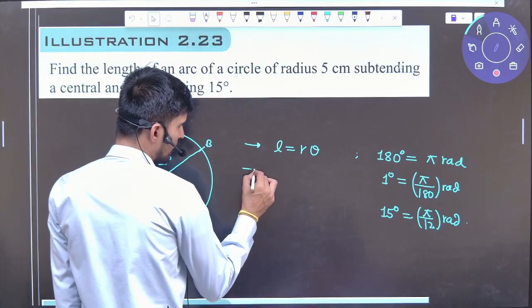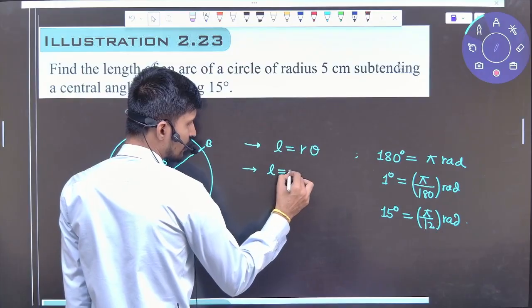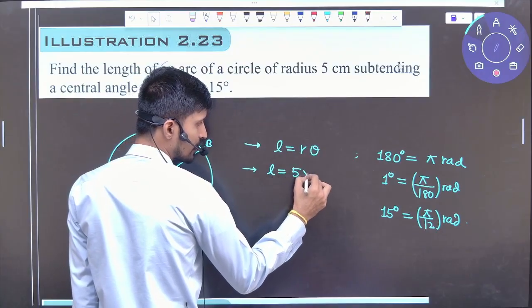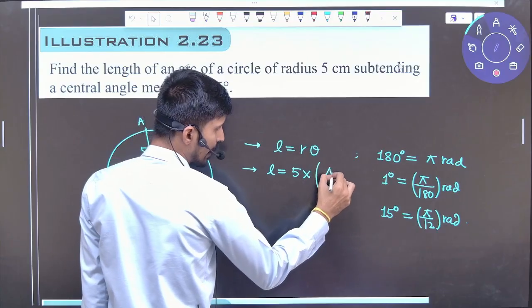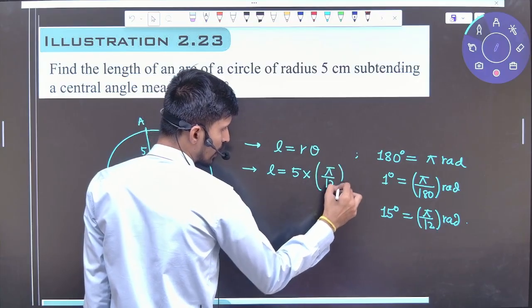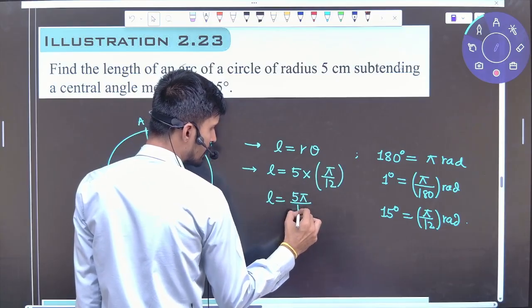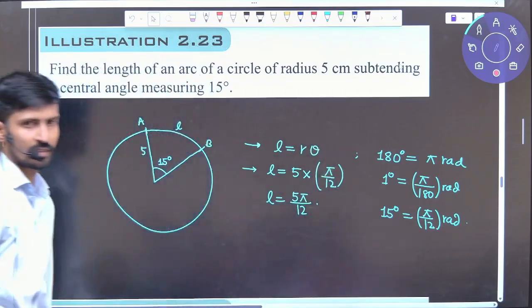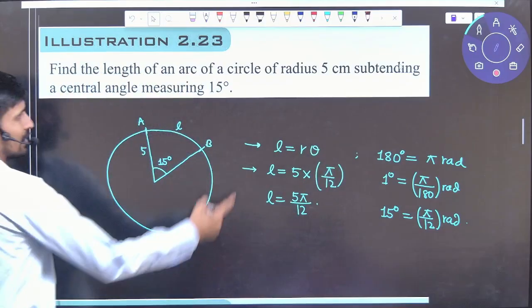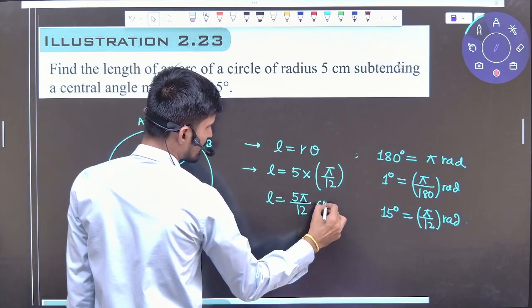So L we have to find. L will write as it is. What is 5 into theta? Theta is pi by 12. So L will become 5 pi by 12. Write down. And that it is in centimeters, so you can write in centimeter.